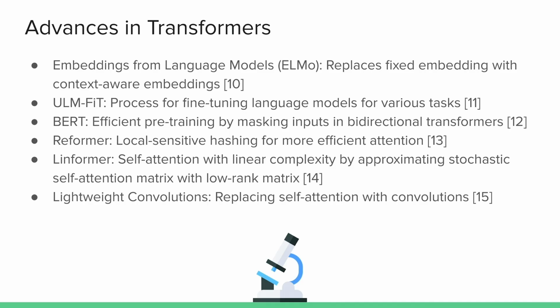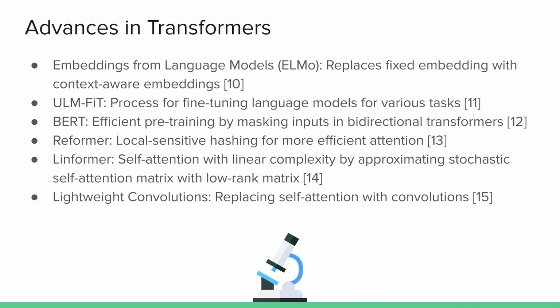ULMFiT is a process for fine-tuning language models for various tasks, and we're now able to do transfer learning for sequence tasks in a similar way that we're able to do it for computer vision tasks, where we just train on ImageNet and then replace the head or replace the dataset with what we actually want to train on. And that was also a significant advancement here.